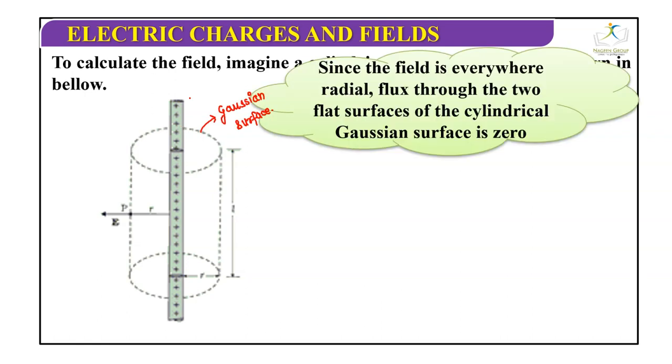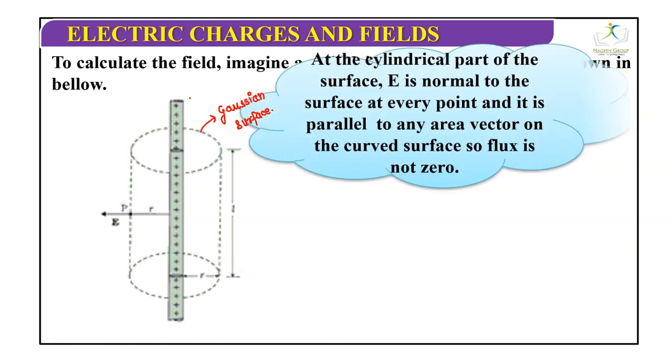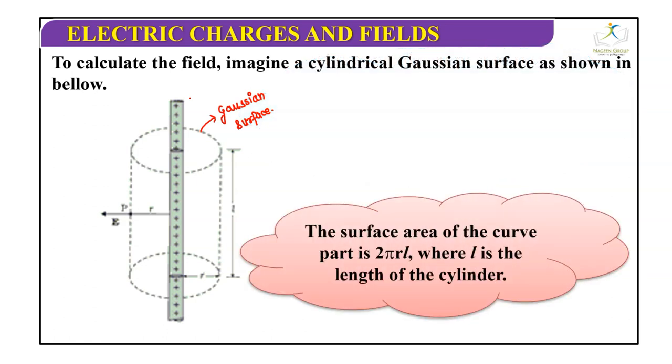Since the field is everywhere radial, the flux through the two flat surfaces of the cylindrical Gaussian surface is 0. At the curved part of the surface, E is normal to the surface at every point and parallel to the area vector on the curved surface. The surface area of the curved part is 2 pi r L, where lambda is equal to Q by L, Q is the charge and L is the length of the cylinder.